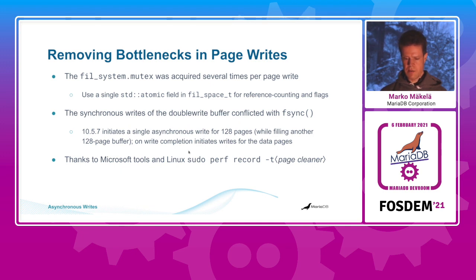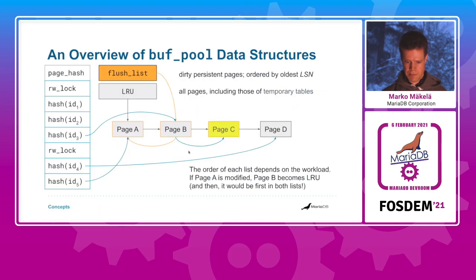And at the same time, while this doublewrite asynchronous write is in progress, we can fill the other memory-based buffer. So instead of two 64-page synchronous writes, we use a single asynchronous 128-page write. And it makes things faster because it's no longer conflicting with the wait for the f-sync. Also, in addition to the Microsoft tools that Vlad used, in Linux I used perf record -t with the thread ID of the page cleaner thread. That was very useful to find some bottlenecks.